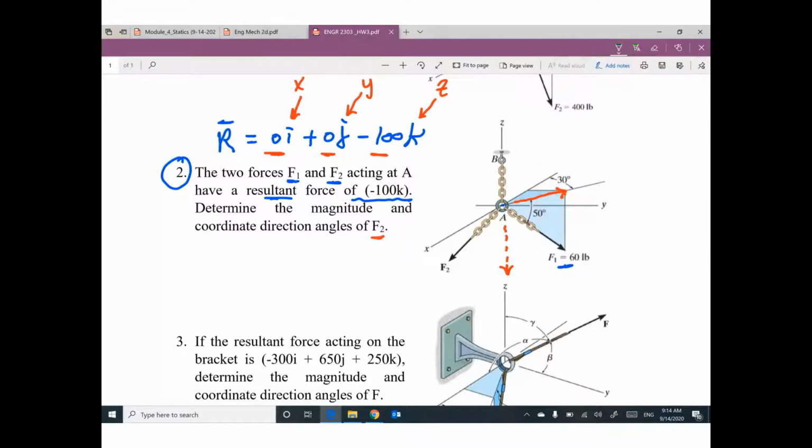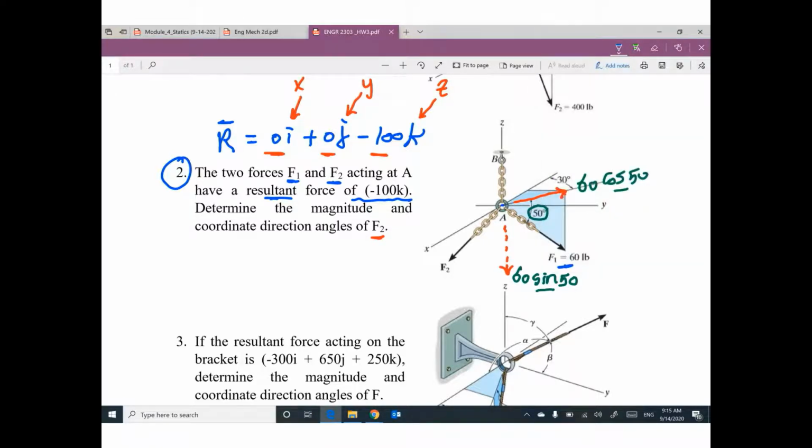I believe in the Z component, Z direction will be 60 sine 50. And the projection line will be 60, the force, cosine 50. Here is the angle I'm gonna use. This angle is adjacent, or I'm sorry, the projection line is adjacent to this angle. So the projection line component will be cosine, and the Z component will be sine 50.